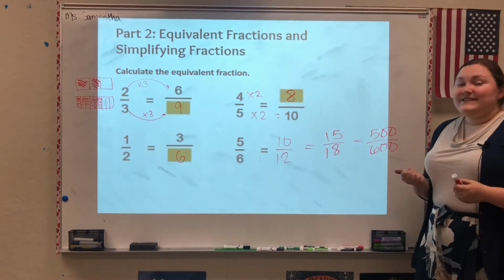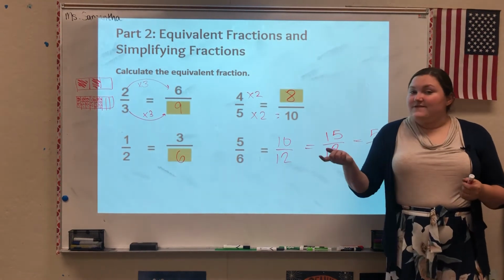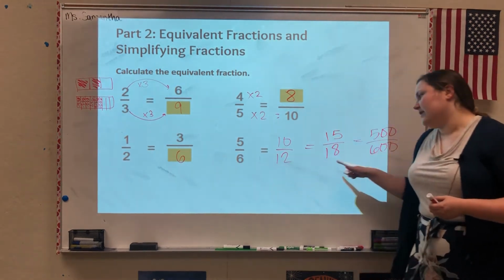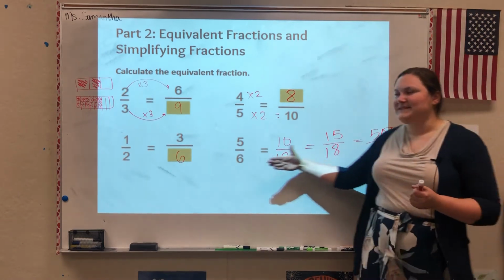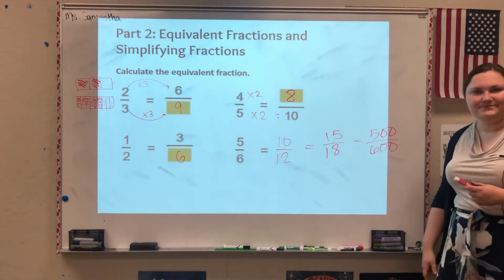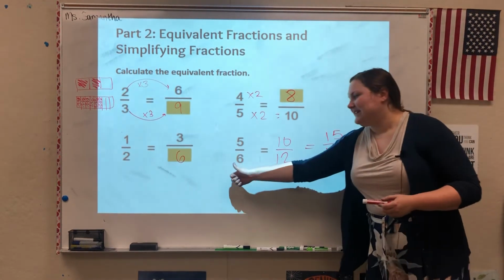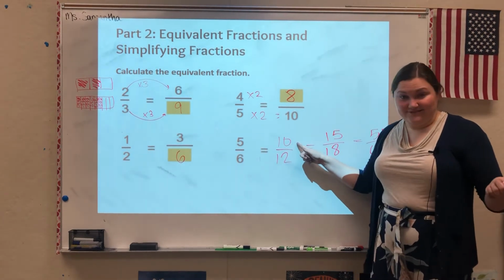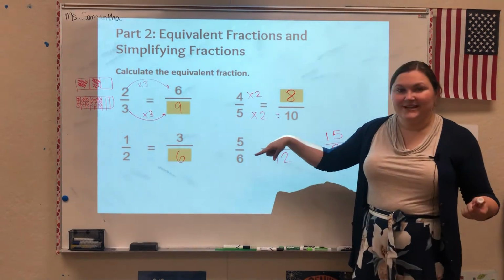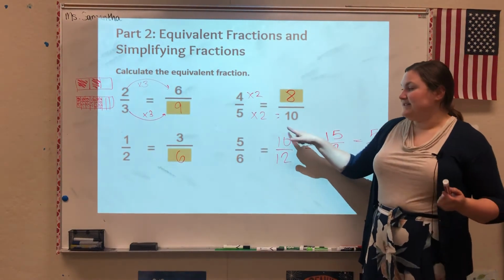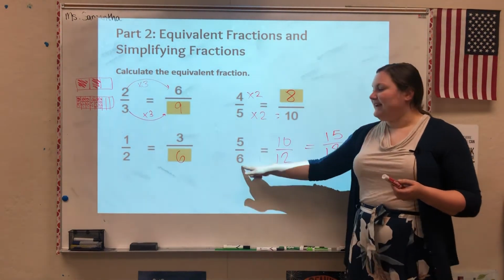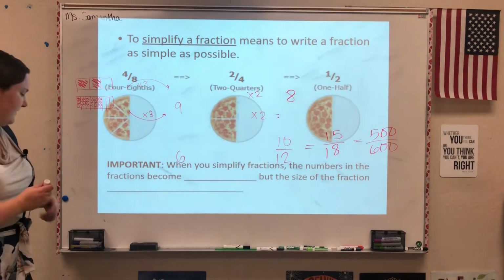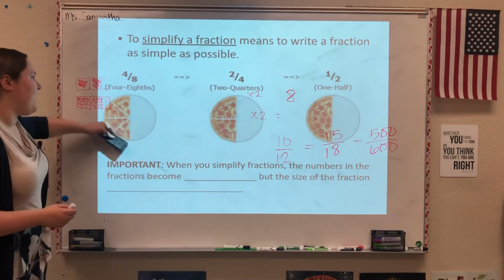Now notice for all of these, we were using multiplication to find that equivalent fraction. Instead of making numbers smaller, if I wanted to go the opposite way, what would I need to do? Well, the opposite of multiplication, the opposite of multiplying by 2, is division. If I wanted to go backwards, I would be using division, or dividing by 2. That's going to be what we do in this last part, which is on simplifying fractions.